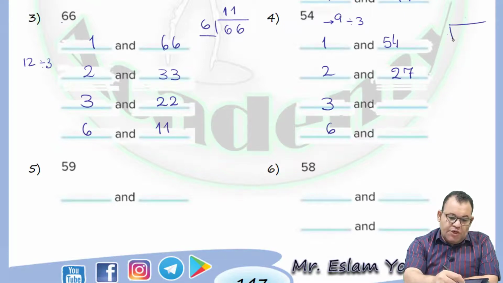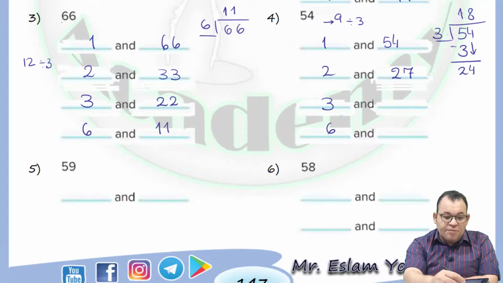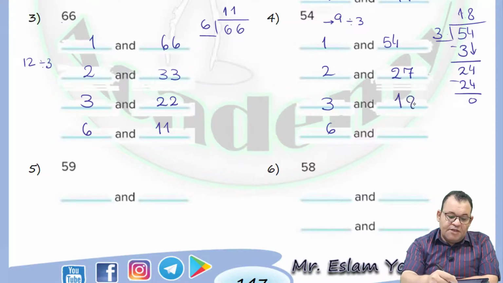So we just use long division, 54 divided by 3. 5 divided by 3 would be equal to 1, because 1 multiplied by 3 equals 3. By subtraction it would be equal to 2. Bring down 4. 24 divided by 3 would be equal to 8, because 8 multiplied by 3 equals 24. By subtraction it would be 0. So 3 multiplied by 18 equals 54. Now we check for 6. 54 divided by 6 would be equal to 9.